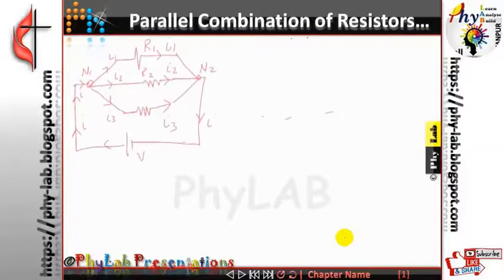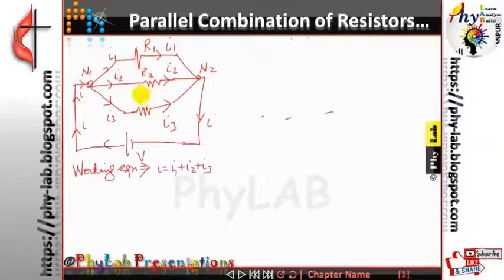So now I have given three resistors, R1, R2 and R3, all connected in parallel. So you can see this is R1, this is R2 and this is R3, and all these three resistances are connected in parallel. Now across this parallel combination of resistors, I have got a voltage V being applied.